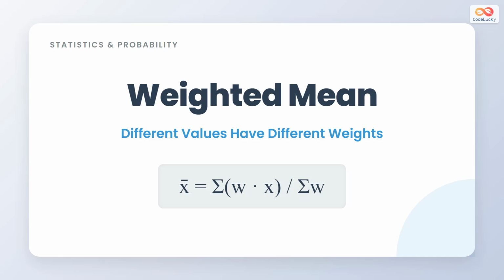Welcome to this guide on statistics. Today we are talking about the weighted mean. You might know how to find an average, but what happens when different numbers have different levels of importance? That is where the weighted mean comes in.